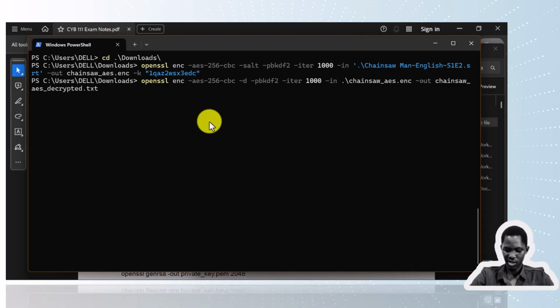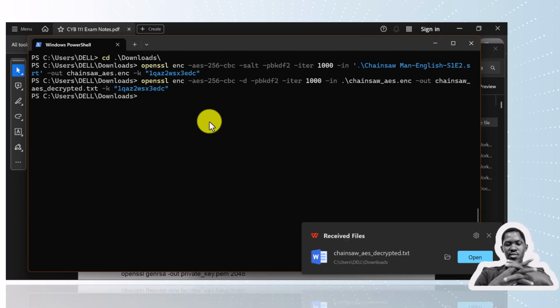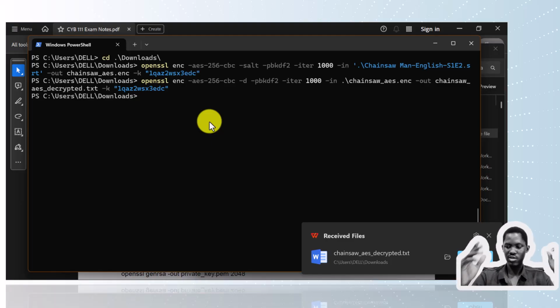Now, don't forget that we are not done. We still have to add our key. So we are going to use the same key. The same key we used for encryption is the same key we are going to use for decryption. So let's use the same key. If the key is wrong, then you won't get your file. The decryption will fail. So now we're done. I can just hit enter, and then the decryption is done.